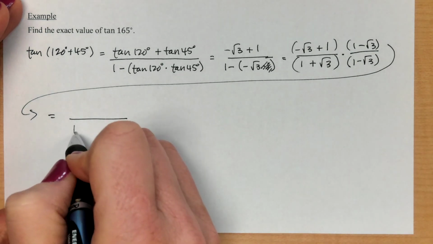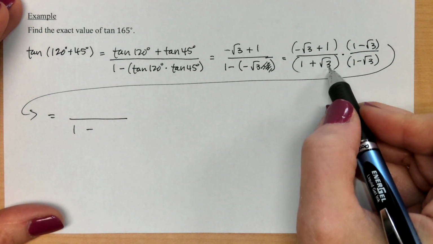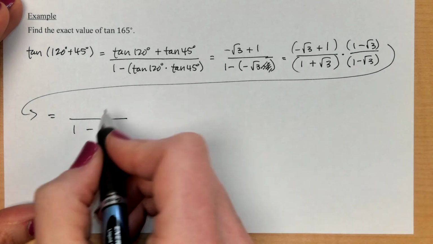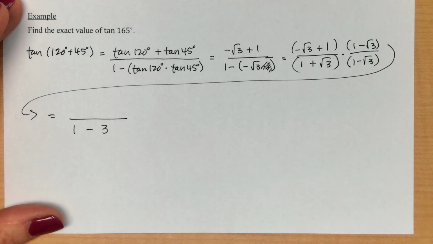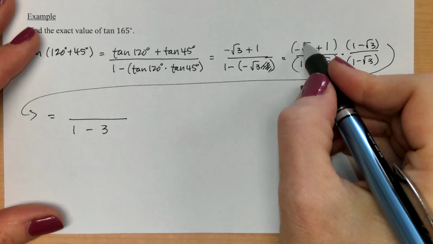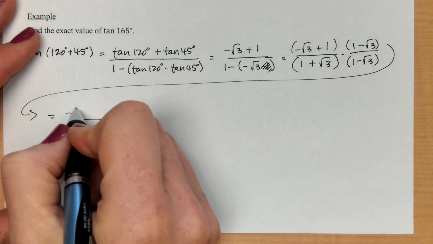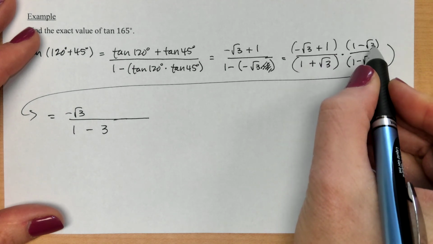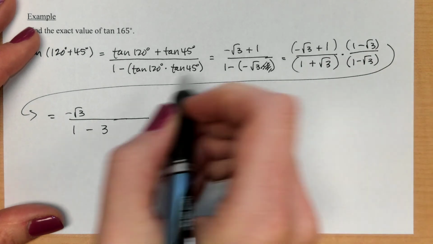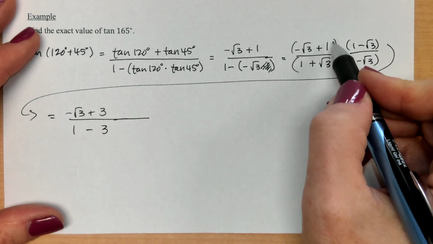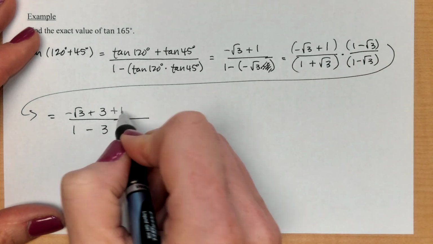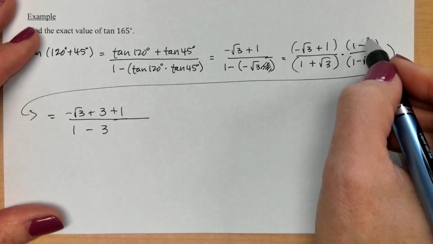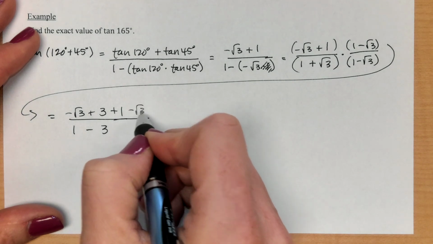So I've got a 1, and then minus square root 3 times square root 3 is square root 9, which we talked about before. So I've got 1 minus 3 down there. On top, I've got negative square root of 3. And then I've got a positive square root of 9, which is 3. I've got 1 times 1. And I've got a 1 times a negative root 3.